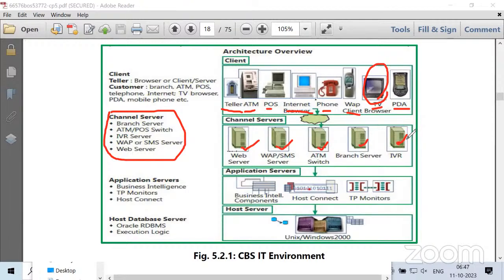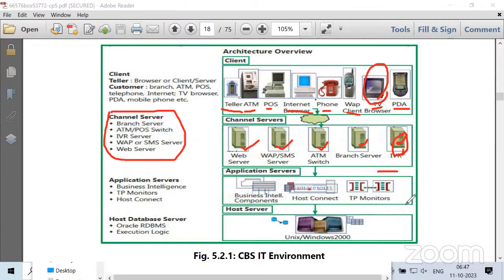You are receiving the voice messages, press 1, press 2, or you go to module press 9, and you want to contact the customer, press 8. Something like that, you are receiving the messages over phone banking. So that is considered with the IVR server.